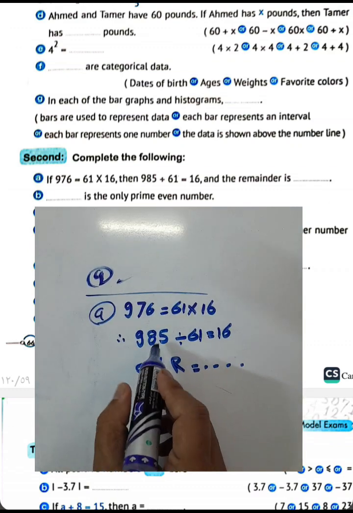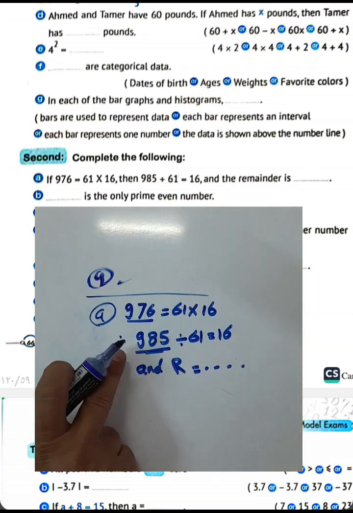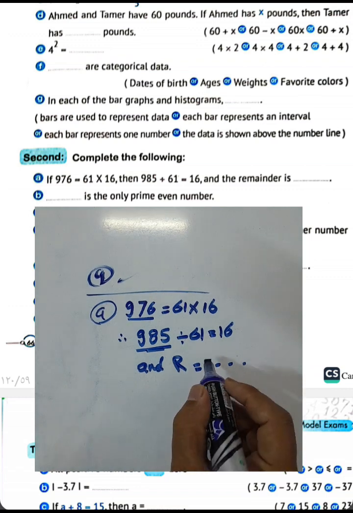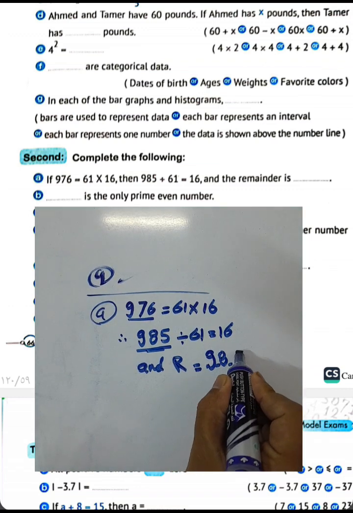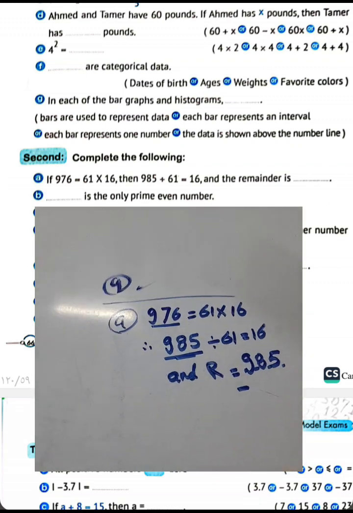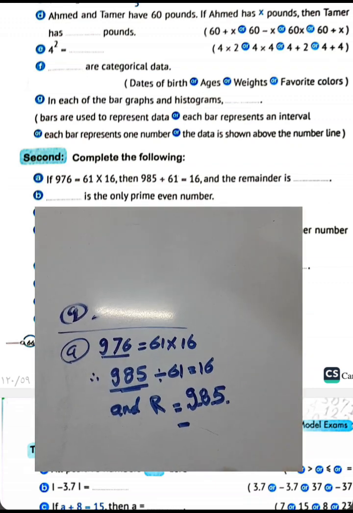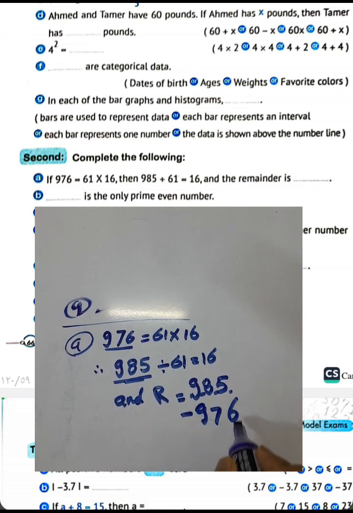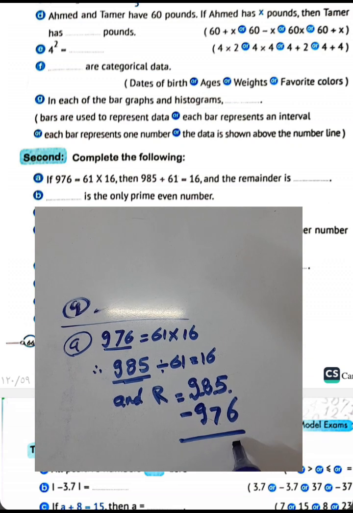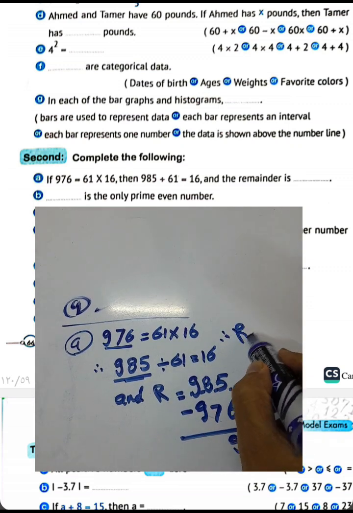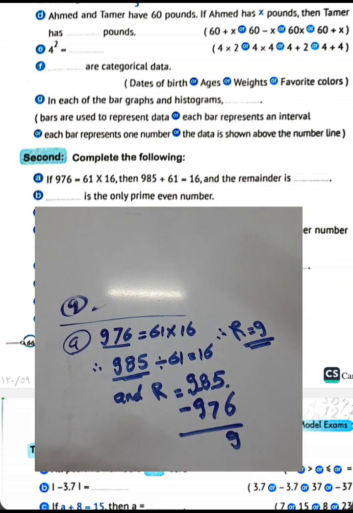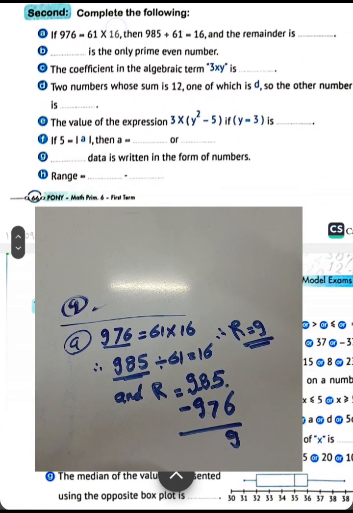To find the remainder, you must find the difference between the first dividend here and the second number here. It will be 985 subtract 976. It will be the difference between them. It will be 9. Then the remainder here will be equal to 9. Write 9 in the space. It's the remainder.